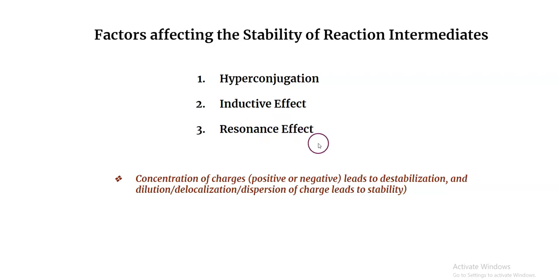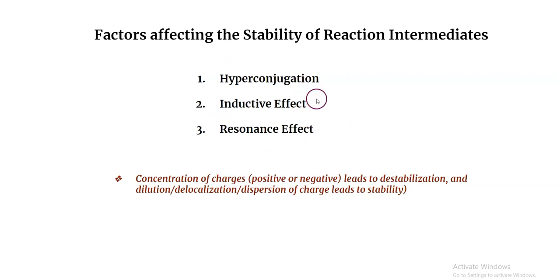But before getting into these nitty-gritty details, I want you to keep this in mind. What we are trying to see is whether these three factors are concentrating the charge, which means making the carbocation more positive, making the carbanion more negative, making the free radical more electron deficient, whether these factors are contributing to the concentration of charge, which means that they are making the carbocation, carbanion, or free radical more destabilized. Concentration of charge will lead to destabilization.